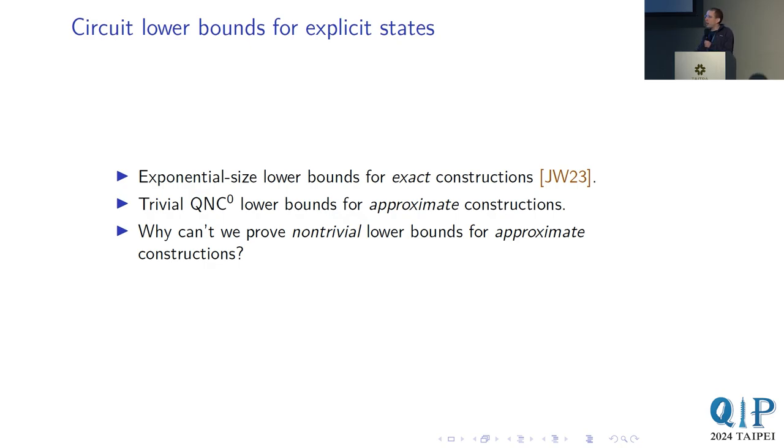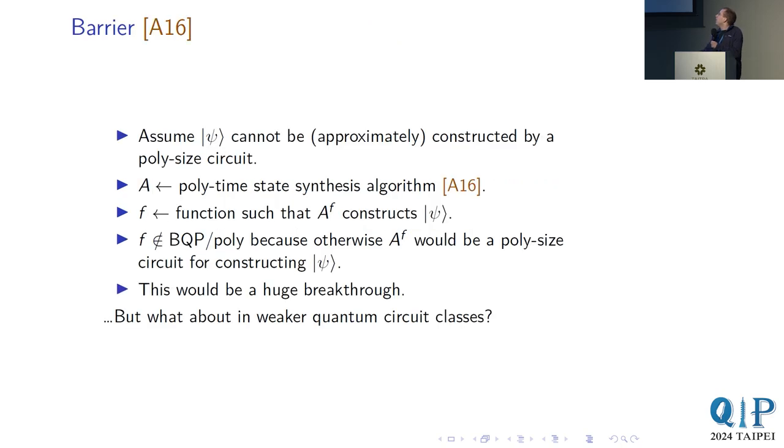So why is it so hard to prove lower bounds? Why can't we go beyond QNC0? Well, Aaronson considered this question. He asked, suppose we had some state psi, an explicit state that we knew couldn't be constructed by a poly-sized quantum circuit. Everything on this slide is with an exponentially small error.